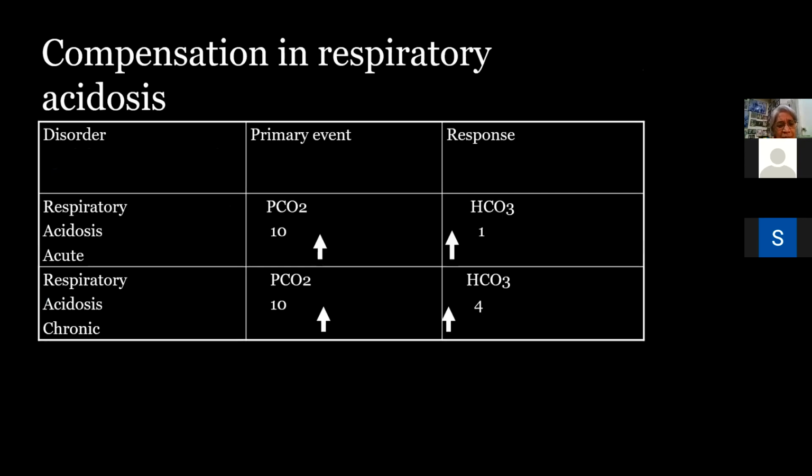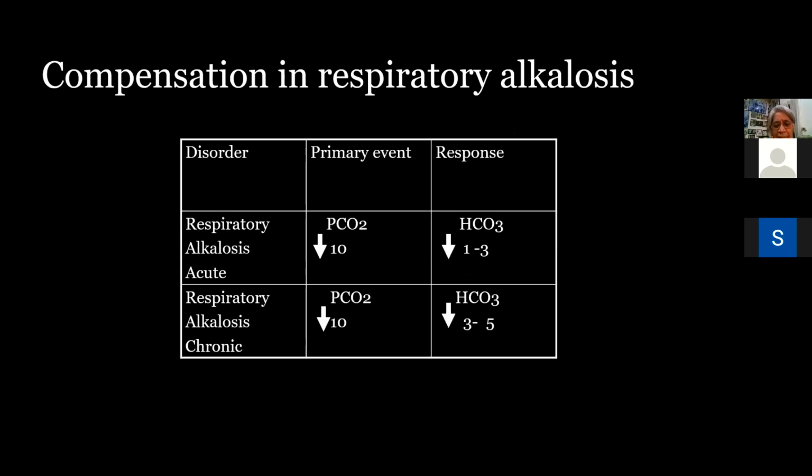For respiratory disorders, we have a different compensation when it's acute and when it's chronic. In acute respiratory acidosis, for a PCO2 change of 10, you get a bicarb change of 1. If it is chronic, for the same change of 10, the bicarb can change by up to 4. Similarly, in respiratory alkalosis, in the acute phase, for a change of 10, you might get a PCO2 drop of 1 to 3, whereas in chronic, it can be as much as 3 to 5 for a drop of 10.